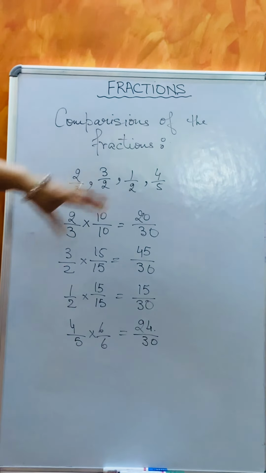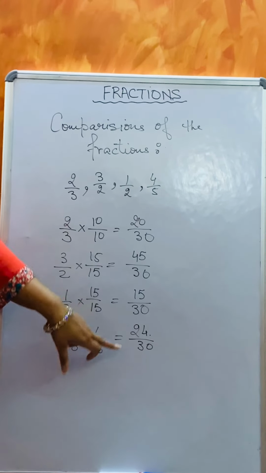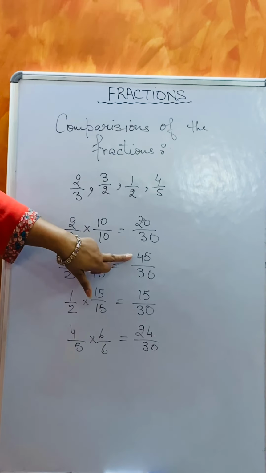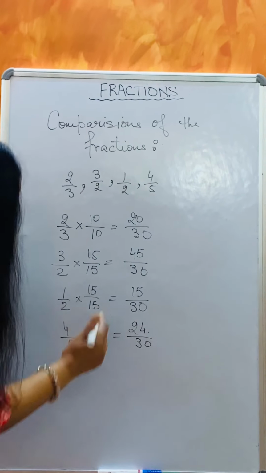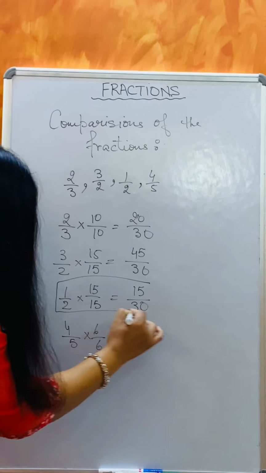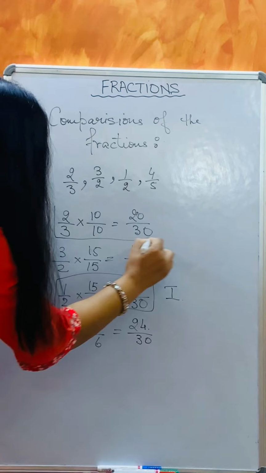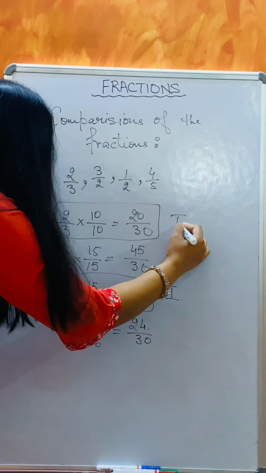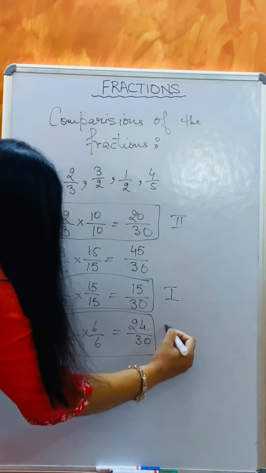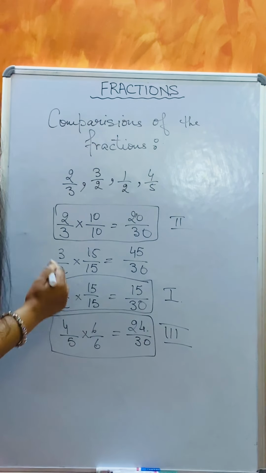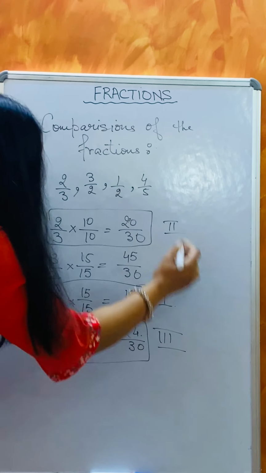Now all these fractions have been converted with the same denominator. To compare these fractions, the bigger the numerator, the bigger is the fraction. So the least fraction here is 15 by 30, which means 1 by 2. In the second position is 2 by 3, which means 20 by 30. Next, the third one is 4 by 5, which means 24 by 30. And the last one is 45 by 30, which means 3 by 2. Now we can arrange them accordingly.